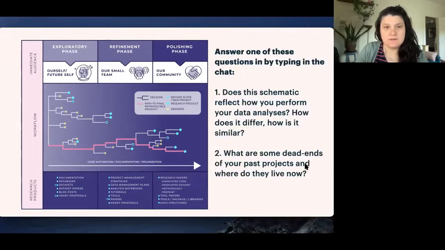Let's see. So really fast, let's go into typing. You can answer by answering one of these questions. Does this schematic reflect how you perform your data analysis? How does it differ and how is it similar? Or you can talk about, and label it 1 or 2, what are some dead ends of your past projects that didn't make it into the publication or didn't make it into a public-facing product? And where do they live now?